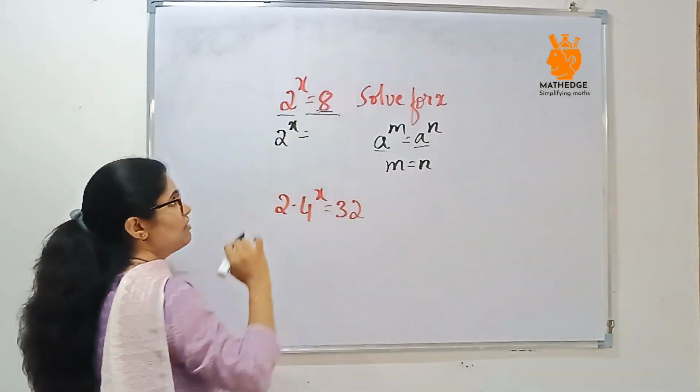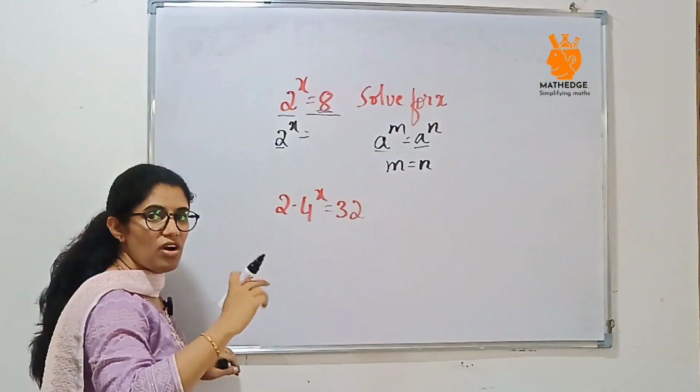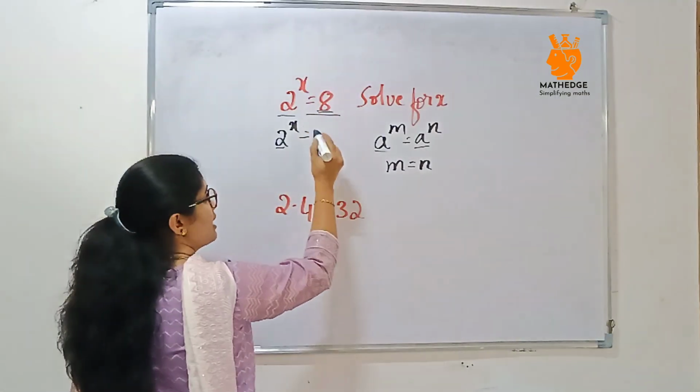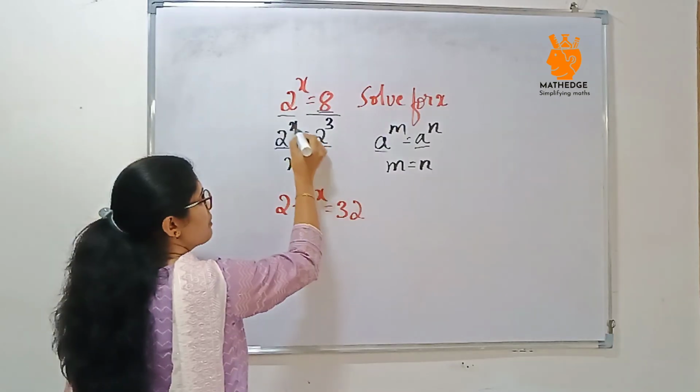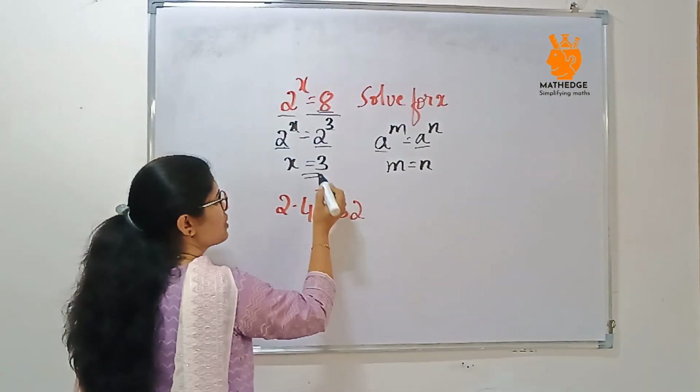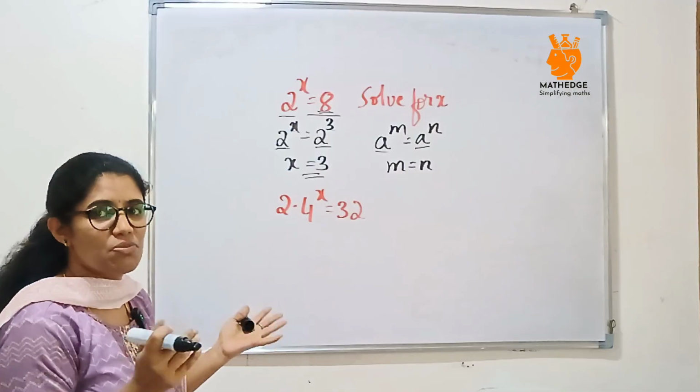Then if you think of this 8, here the base is 8. So we should write 8 in the form of 2 to the power of something. So we can write this as 2 cubed, right? Then here the base is the same, so can we equate the powers? Then x is equal to 3. Is it right? Yes. So let's level up the question and make it more interesting.